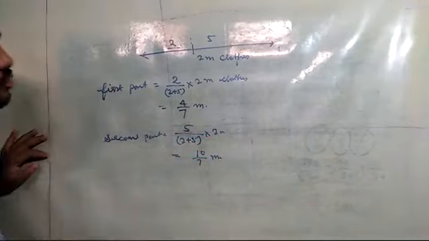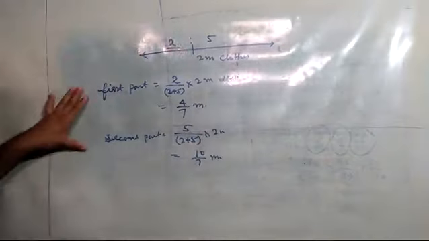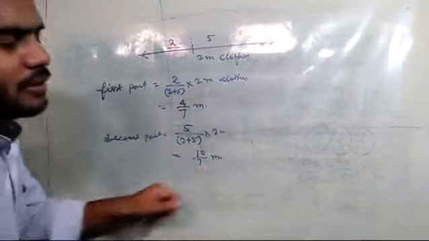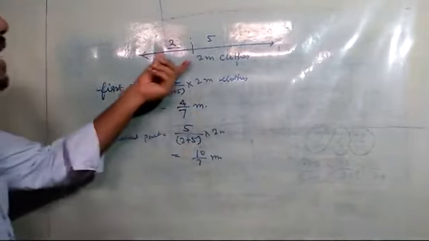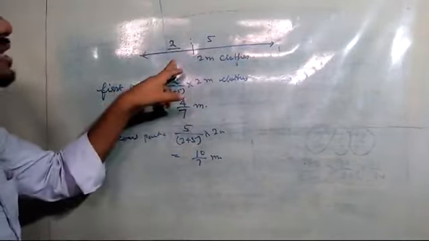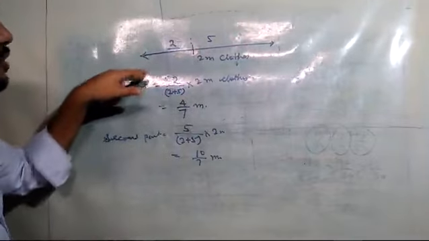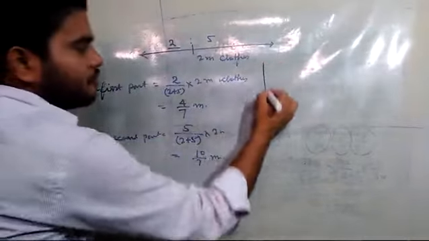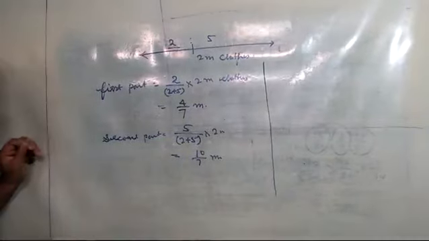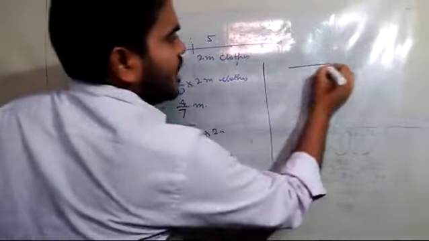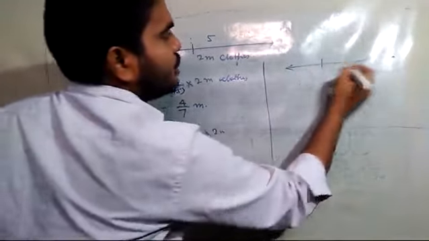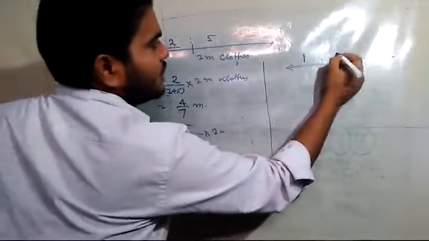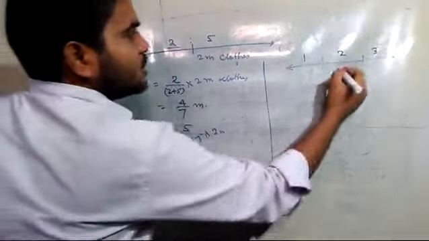Now if you add these two, you will always get 2 meters, right? So the first person will be getting 4 by 7 meter, the second person will be getting 10 by 7, if we divide this 2 meter cloth into two parts in such a way that the first person is getting 2 ratios, and the other is getting 5 ratios. Now if this same cloth I have to divide into 3 parts, in 3 different ratios, like one person is getting 1:2:3. This is 2 meter cloth.